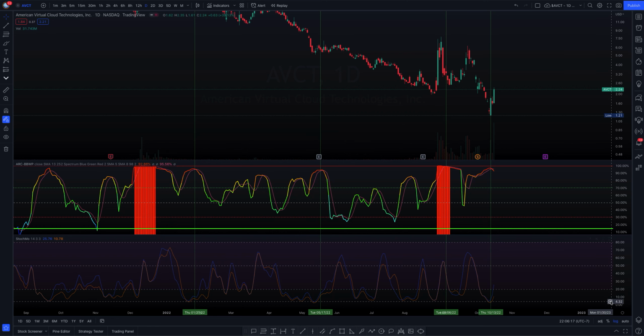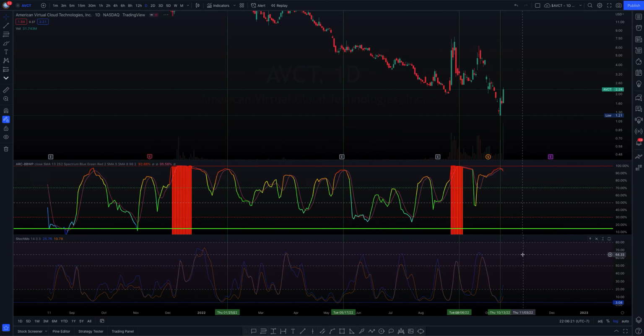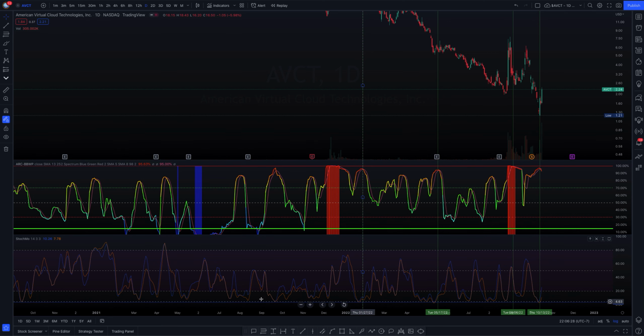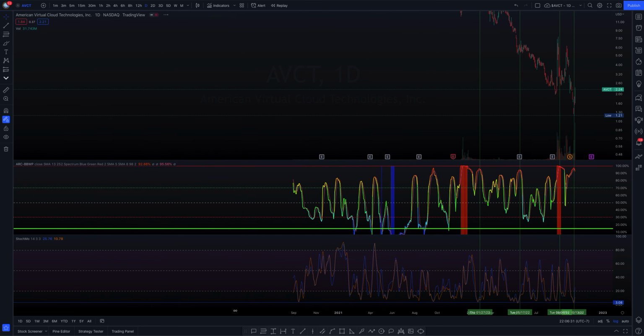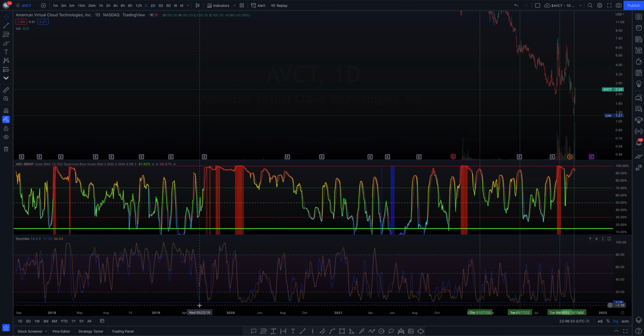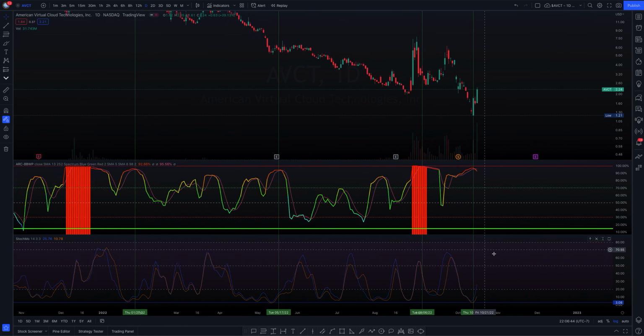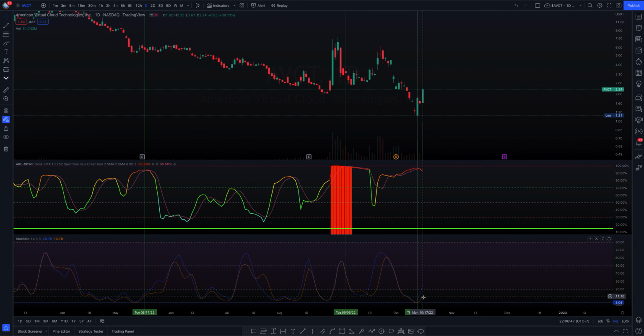Just out of curiosity, let's go ahead and see how many times we've touched that in the past. Let's draw a horizontal line, and it looks like we've reversed once, potentially twice, 3, 4, 5 times in the history of AVCT, and we're talking about from August 2017 till today. So this is likely to bring in some nice juice.